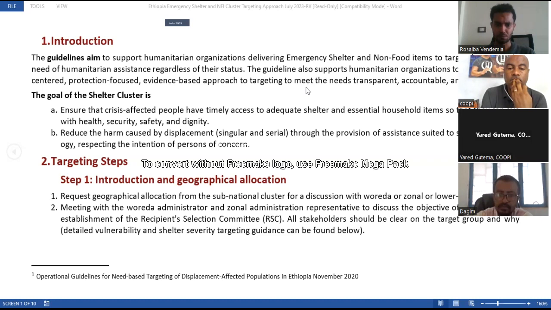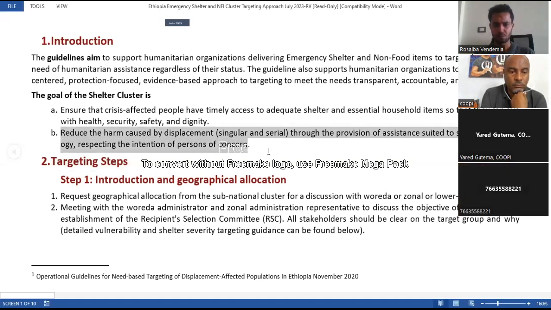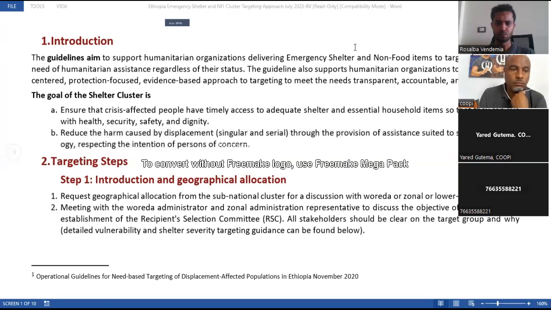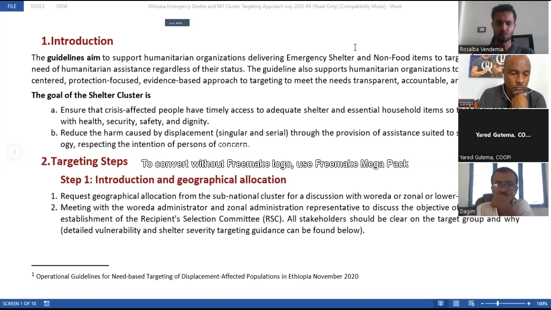The second one is to reduce the harm caused by displacement, singular or serial. When we say singular, at some places the displacement may not happen in a single place. It might be in multiple sites or in different locations. So as much as we can, we have to try to respond to the needs of the affected population wherever this need is happening or wherever there is a problem of such kind, as far as resources permit.